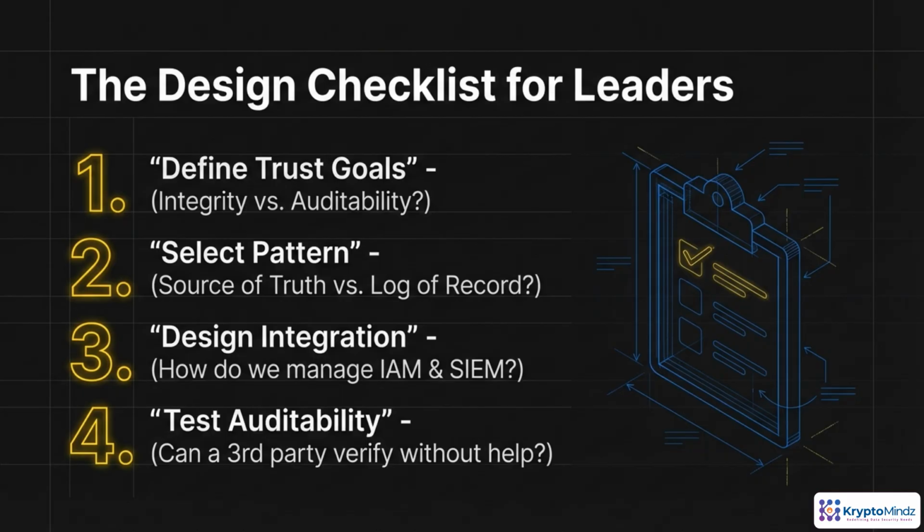Use this checklist as a practical gate before funding any trust initiative. First, define trust goals. Is the primary outcome stronger integrity guarantees, better auditability, or both, and for which stakeholders? Next, select the architectural pattern. Blockchain as source of truth, or append-only log that shadows existing systems. Then design integration with IAM, SIEM, and key management. Finally, test auditability in practice. Can an independent third party verify your claims from the evidence alone?